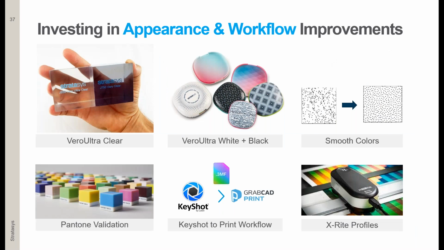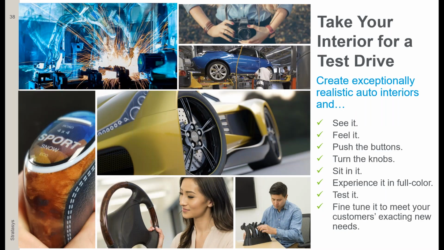So Stratasys, while we talk about appearance and workflow, what matters here more importantly is the materials. We have Vero Ultra Clear, Vero Ultra White and Black. We also have the Pantone validations with the vivid materials that we talk about. So with vivid, we have magenta, we have cyan, we have yellow, all these vivid materials combining with white and clear can give you outputs.